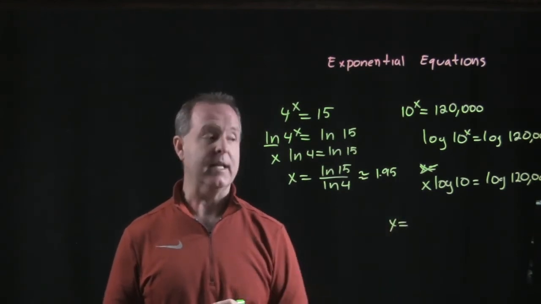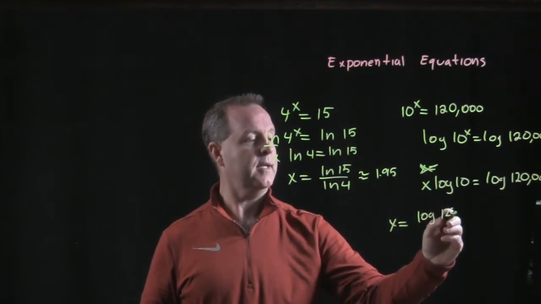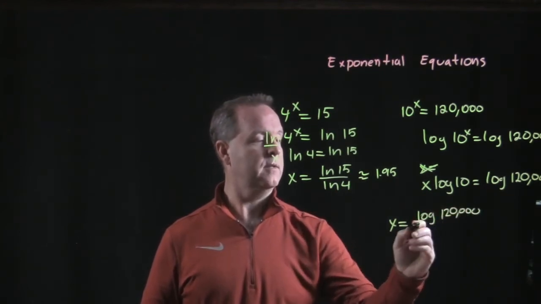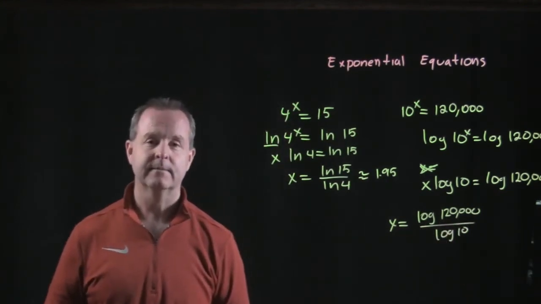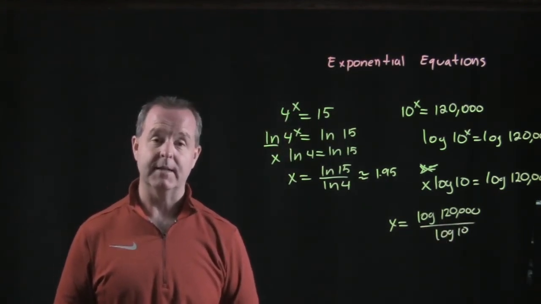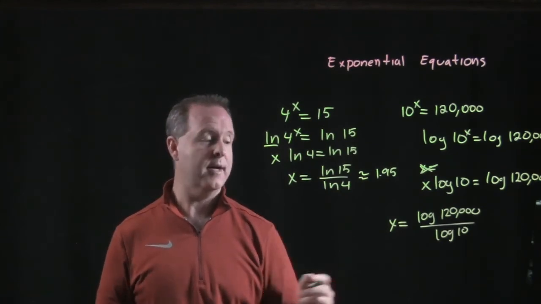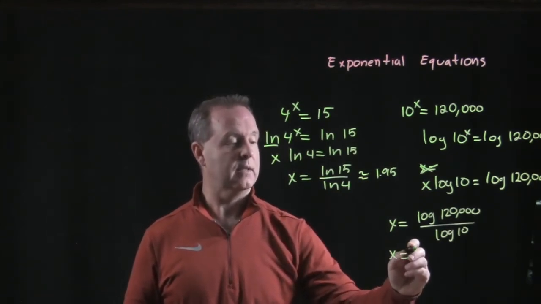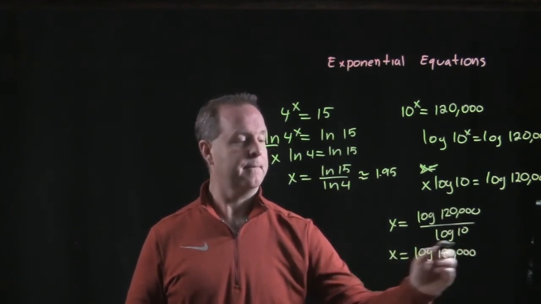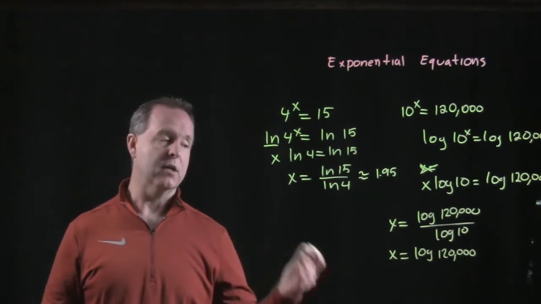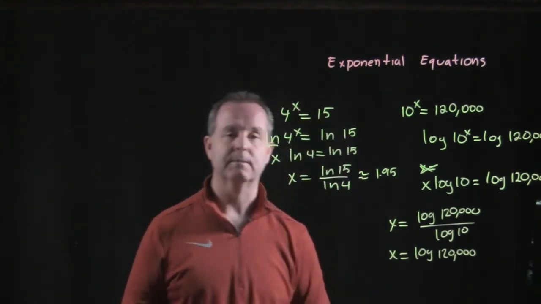So x will now just equal the log of 120,000 over the log of 10. And what do you notice about the log of 10? Since it's a common log, log of 10 is just a 1. So this just equals the log of 120,000. That's the exact answer. You can plug it into the black box and get an approximation if you so choose.